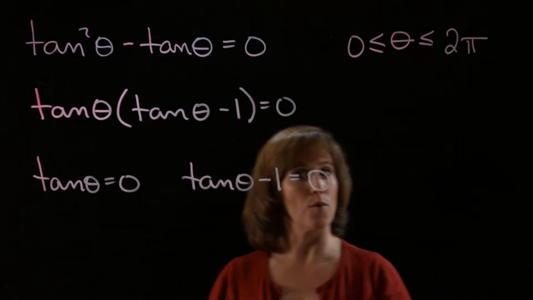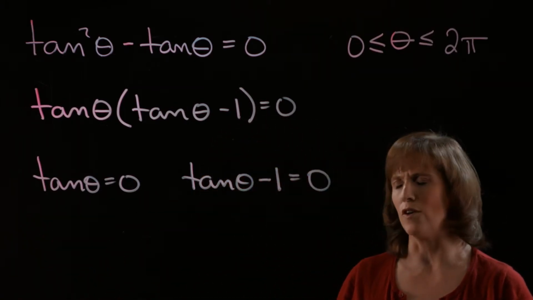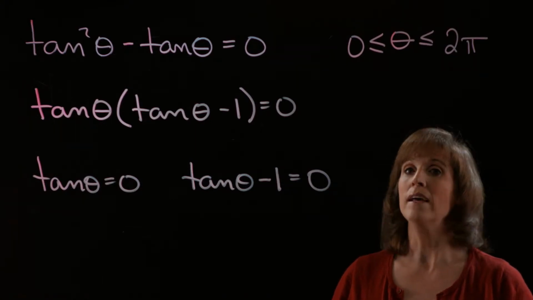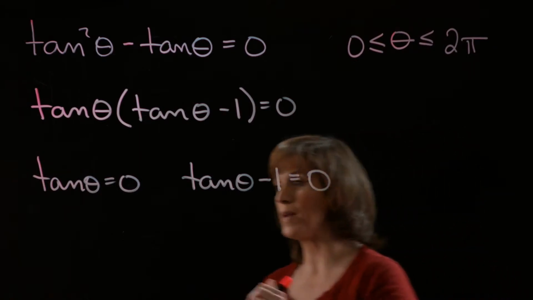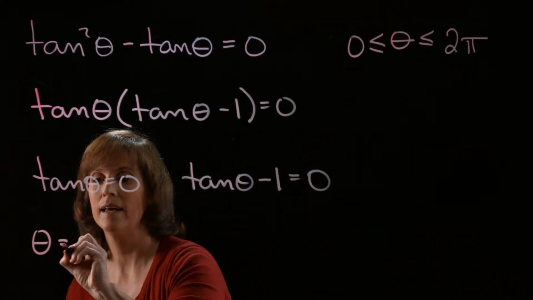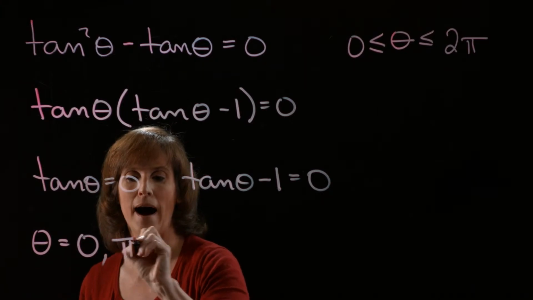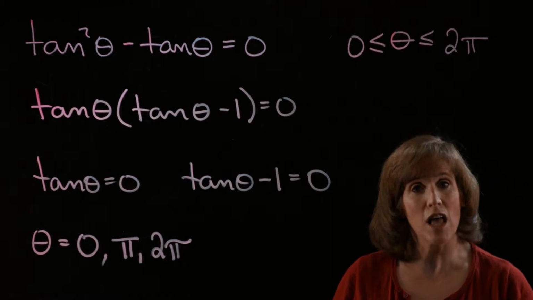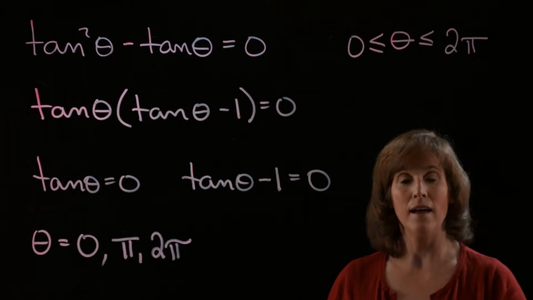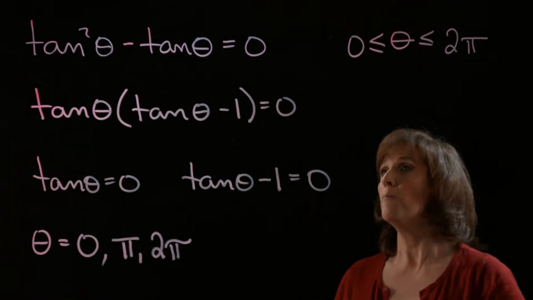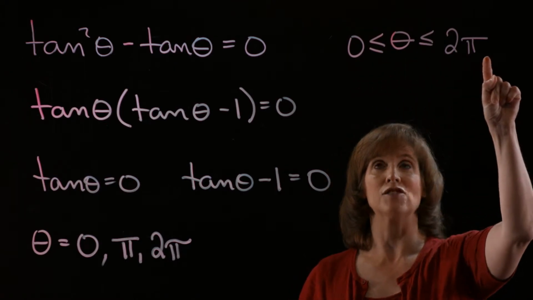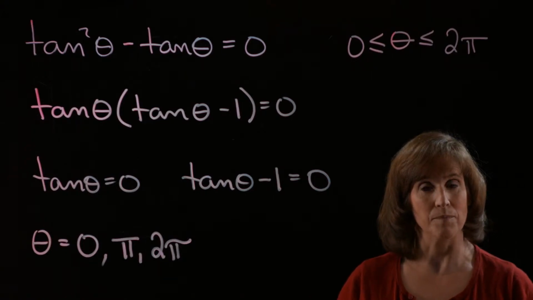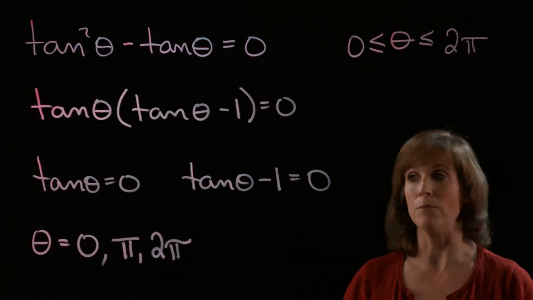Well, the first one is all ready to go for me. I just need to ask myself, what do I take the tangent of to get 0? Well, if you think about your special angles, that's going to happen when theta is 0, pi, and 2 pi. Now, it's going to happen in a lot of other places as well, 3 pi, 4 pi, 5 pi, and so on. But if I'm restricting my answers between 0 and 2 pi, these are the only answers that fit that restriction.